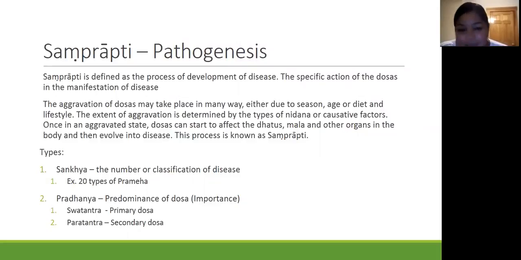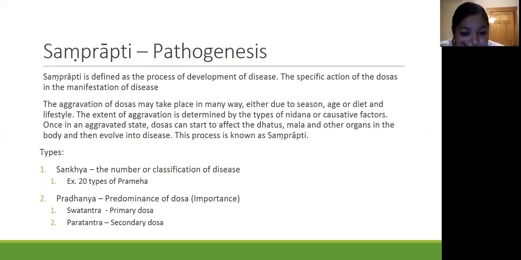So this can briefly be described as the aggravation of doshas that takes place in many different ways, either due to season, age, diet, lifestyle, etc. Once they are aggravated, the aggravation is determined by the specific causative factor that induces that imbalanced state, which can then affect the dhatus and the malas or other organs in the body, and it evolves, as we saw in that timeline, into the disease.